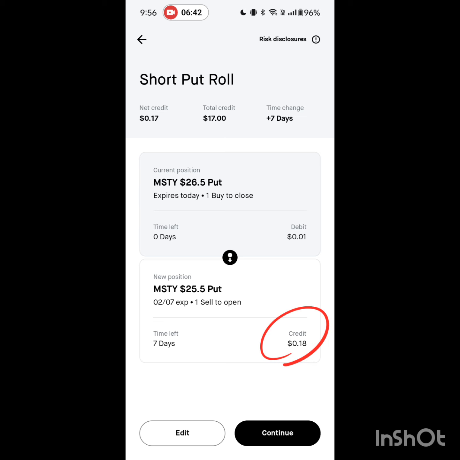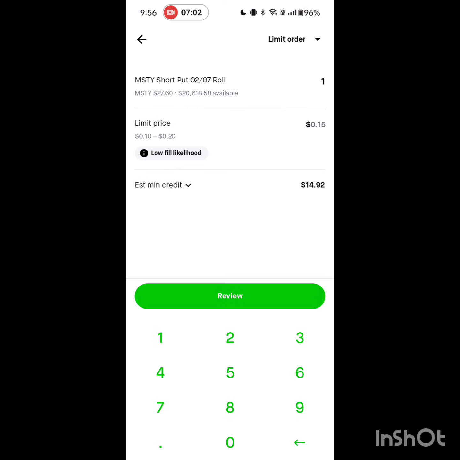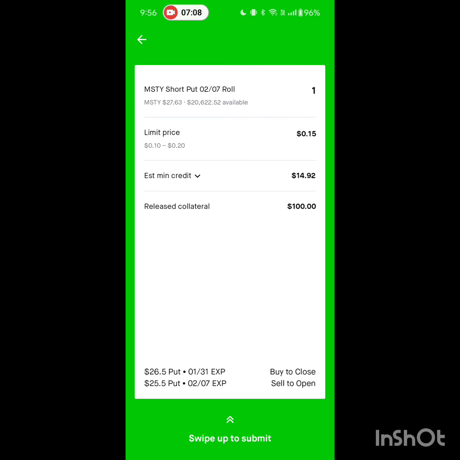Okay, now what's the difference with this? Well, you receive less premium. However, it will release some of your collateral. Why? Because the current position that I had was at 26.50, but now my new position is at 25.50. So let's hit continue. Okay, here it is again. The estimated credit you're going to receive is $14.92. We review it, and as you can see right here at the bottom, it's going to tell you the released collateral is going to be $100.